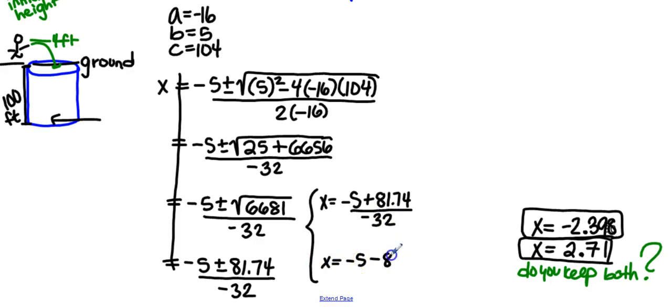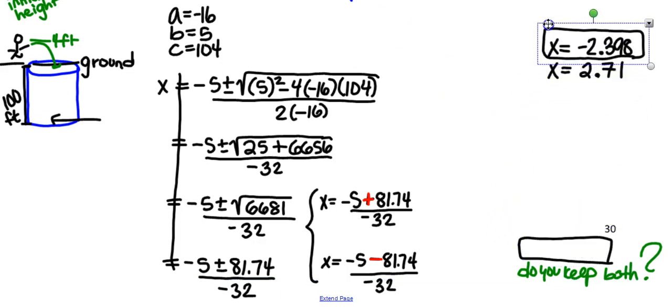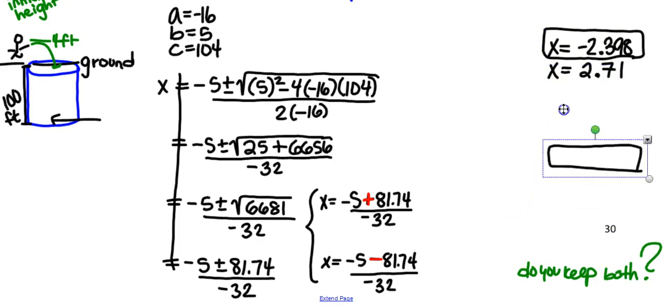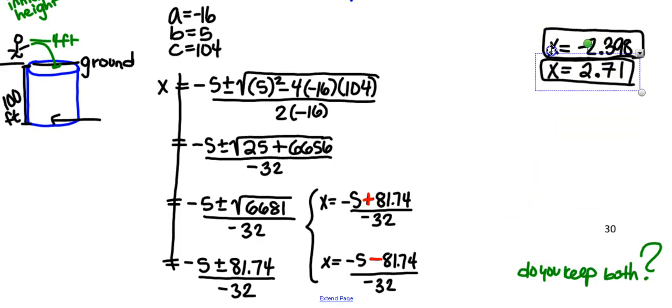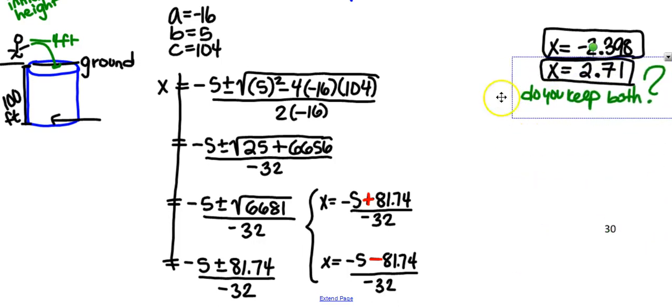minus 81.74, all divided by negative 32. So we have the plus and we have the minus. Please pause and finish this up. We'll see if we match. We know from before that these are supposed to be my two answers, so I'm going to move those up. Press pause. See if you get these answers.